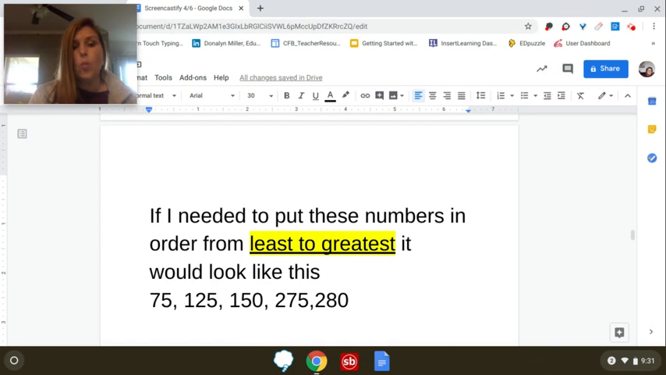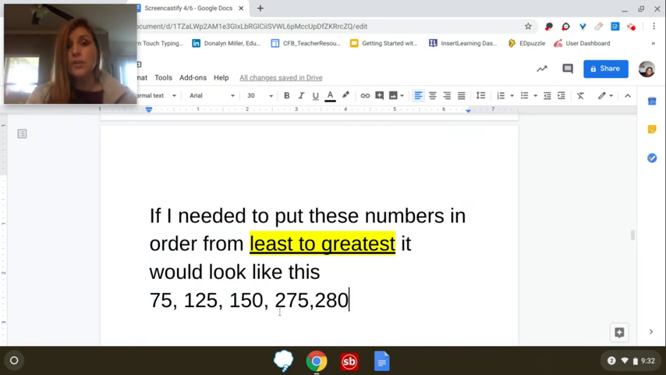When I look at 125, which was cookies, and 150, which was fruit parfaits, both of them have a hundreds place. So then I'm going to look at the tens place. And in this particular case, I have a 20 here and I have a 50 here. 20 is smaller than 50. So I know that 125 is less than 150.